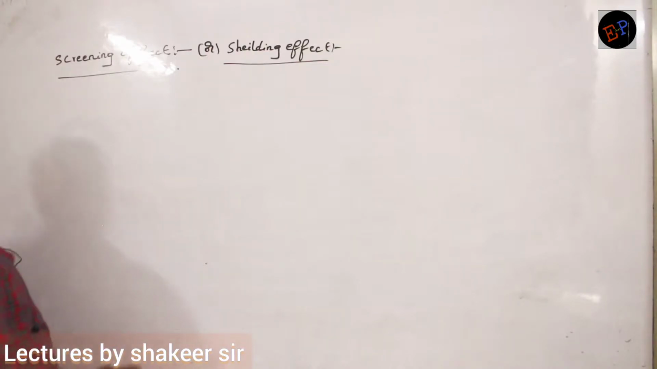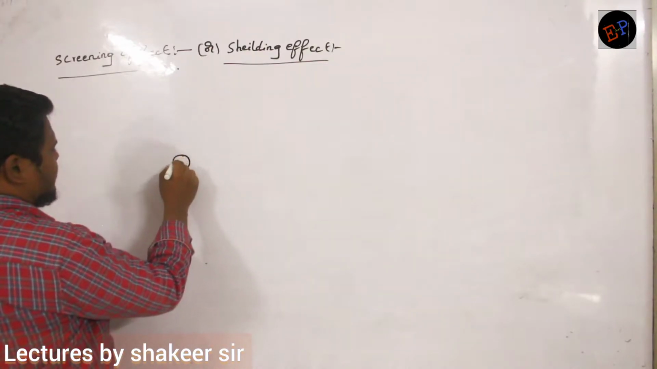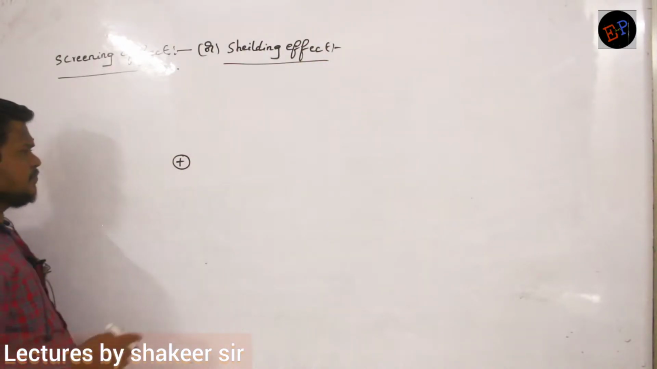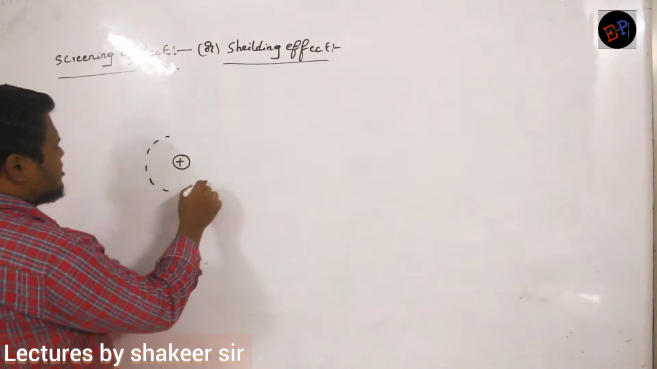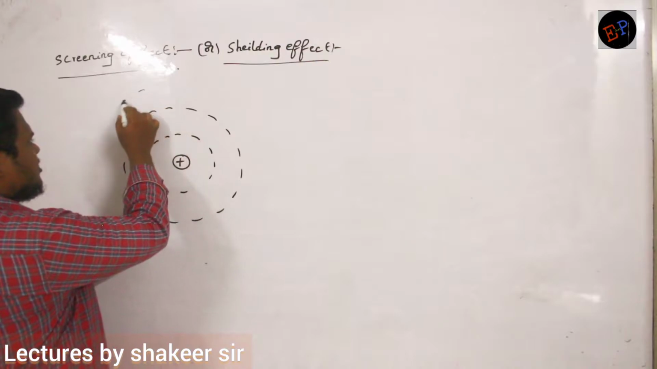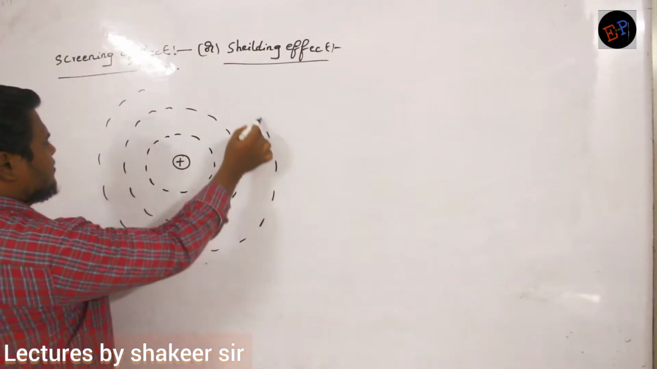Clear? So consider this is the nucleus where protons are present according to the atomic number, and around this shells are present. I am drawing them in the form of orbits, but actually shells are present. Are you able to understand?